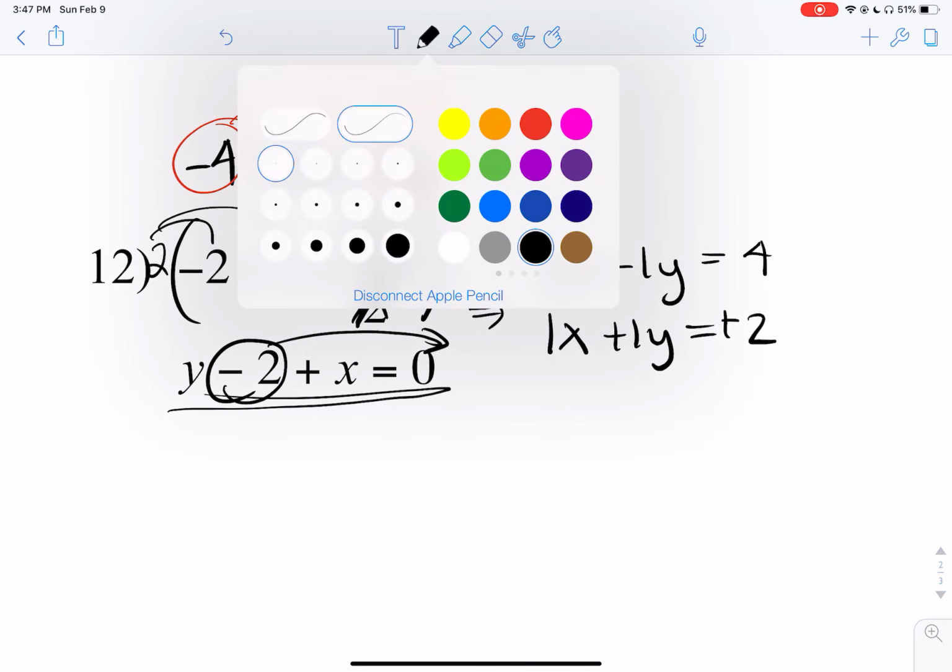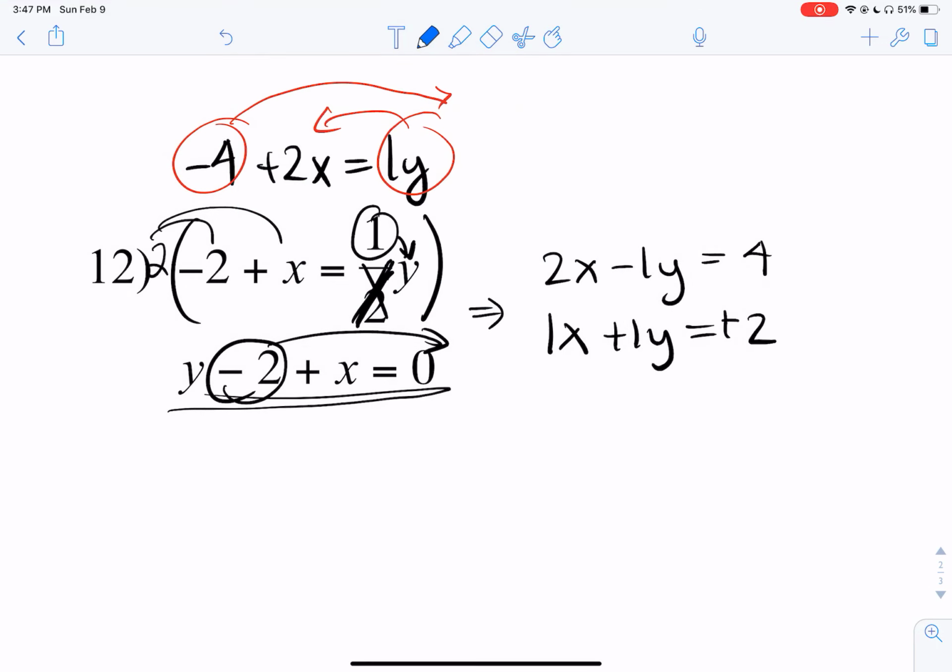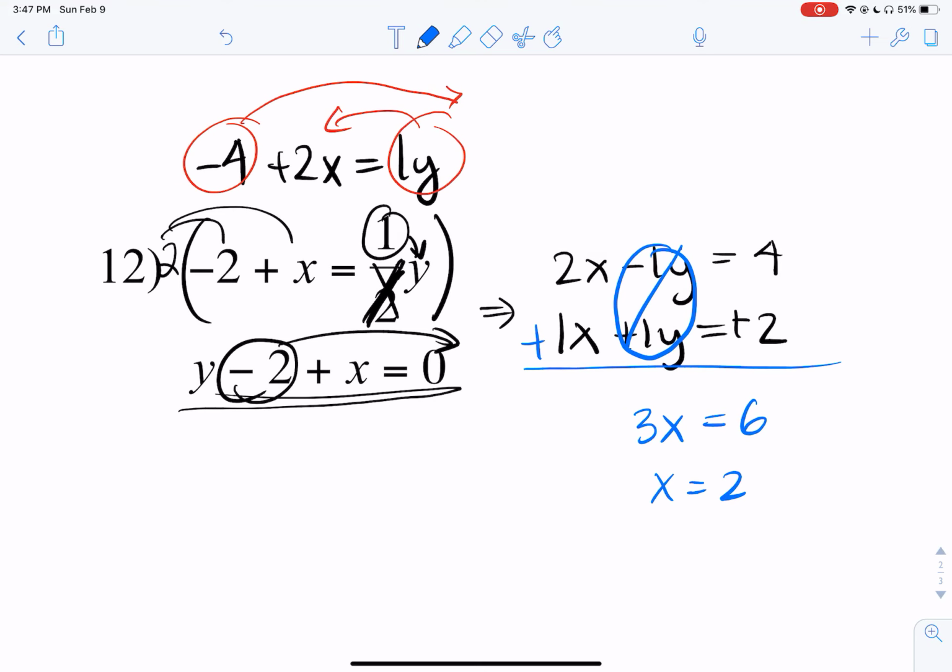Now, let's see. We can eliminate the y automatically since the y's are already opposites. If I add downwards, a negative 1 and a positive 1 become 0, so no need to multiply. And then we end up with 3x is equal to 6. So the value of x is 2.